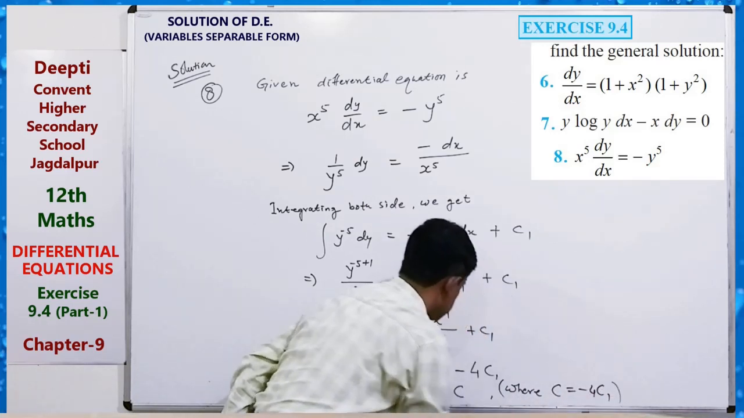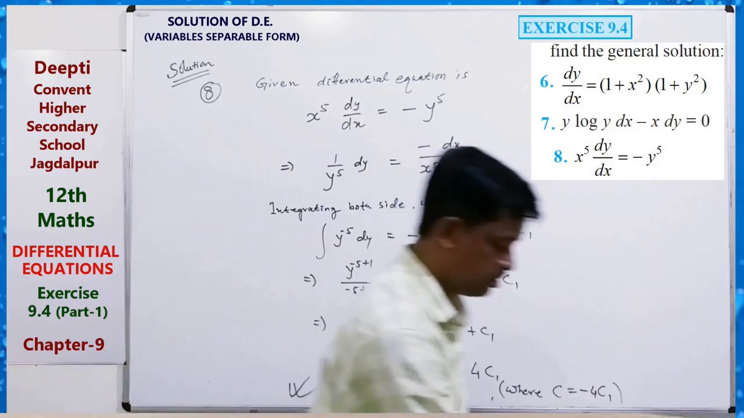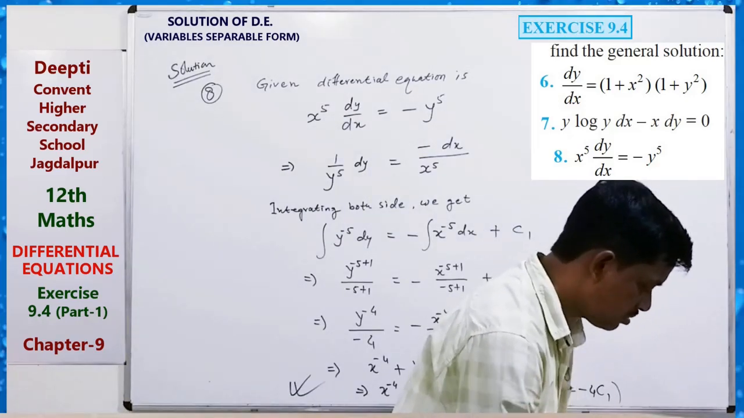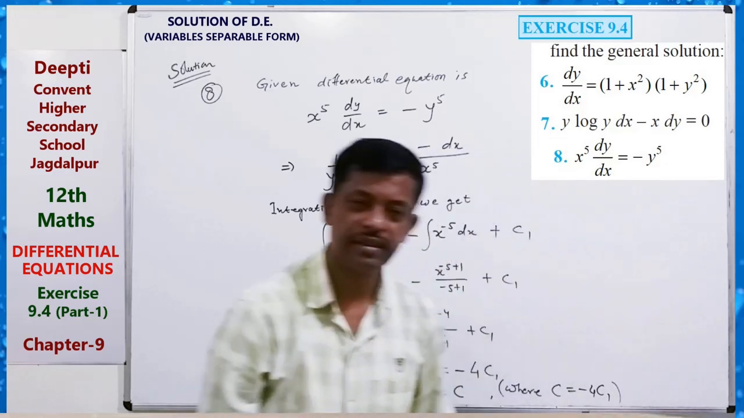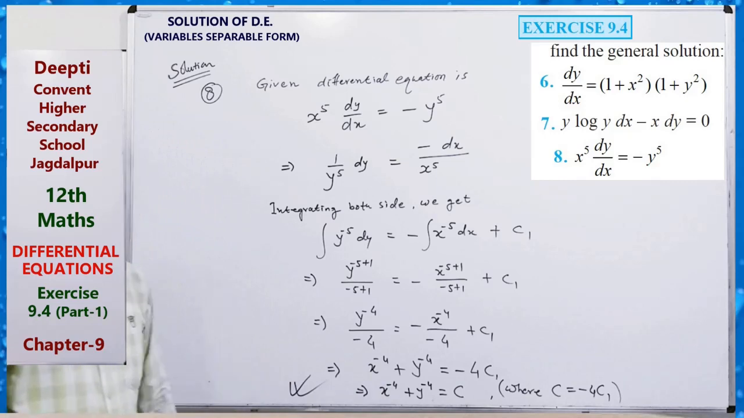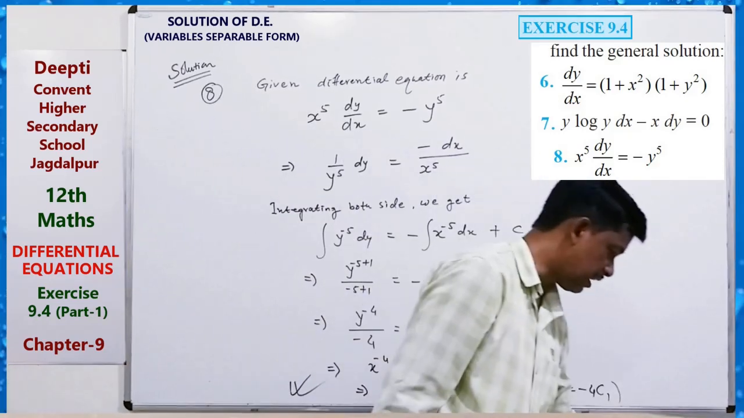Clear? So this is our required solution. x to the power minus 4 plus y to the power minus 4 equals to c. Okay. So this is the solution. Question 8. Now take question 9.